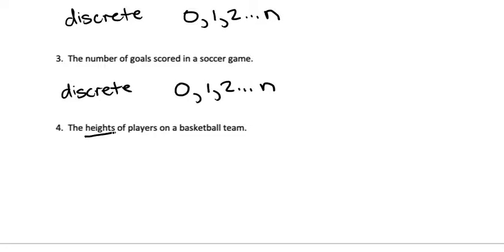Height means that it's measured, which means that it is continuous. Decimal numbers are allowed. And for this one, I would say 0 is not a possibility, because if you don't have any height, then how are you a person playing on a basketball team? So I would say any number greater than 0, but 0 is not allowed. There probably is a lower limit to how tall somebody can be playing on a basketball team, but I can't really say for sure what that is. So we'll just say any number greater than 0.